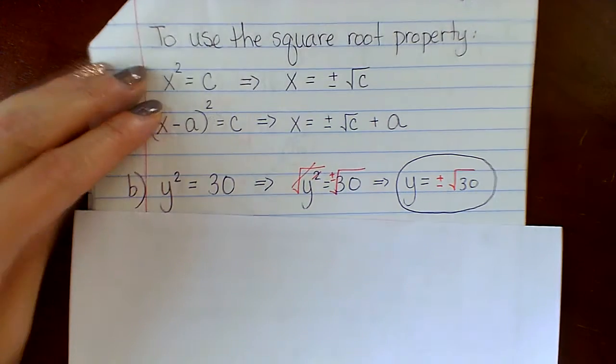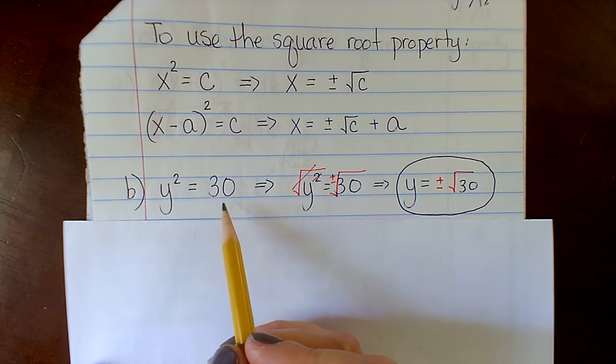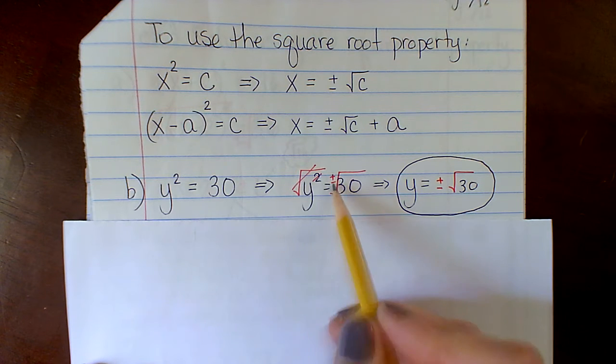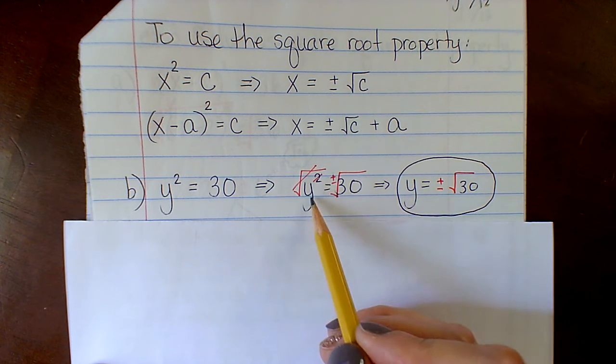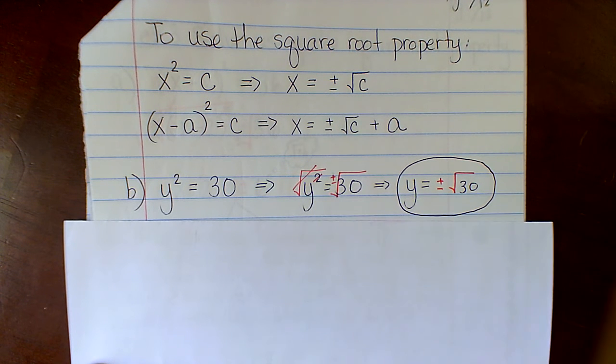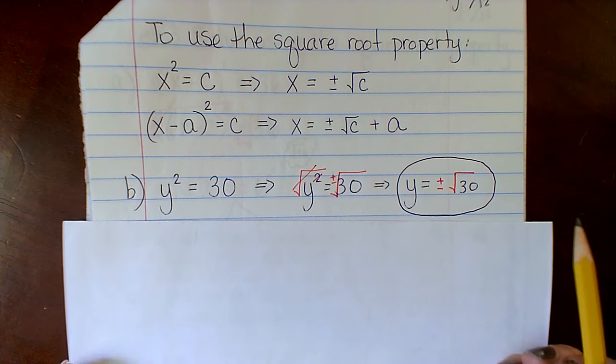All right, so y squared equals 30. That one is just set right up for the square root property. We're going to take the plus or minus square root of both sides. This square root is going to undo that squared, and you're just going to get y by itself. And here we get plus or minus the square root of 30.